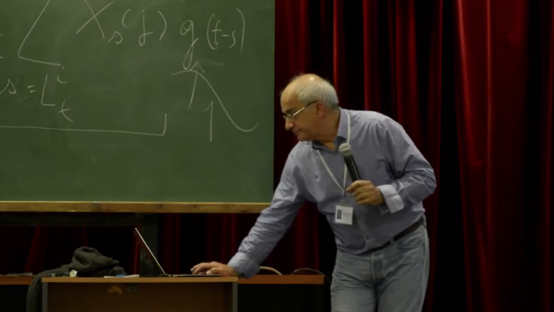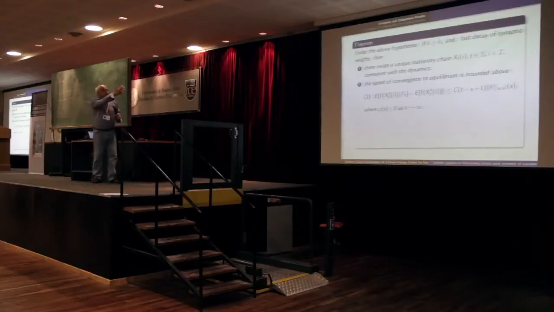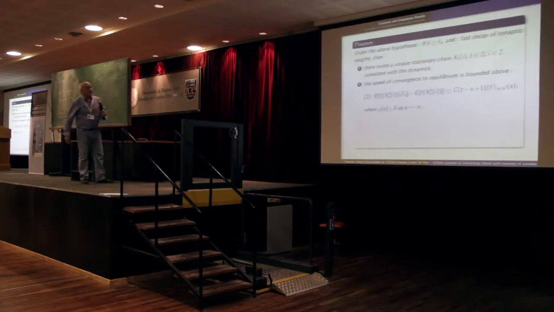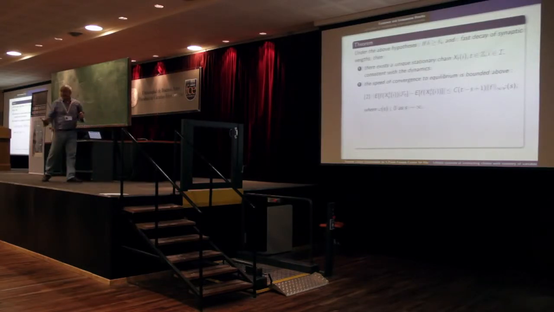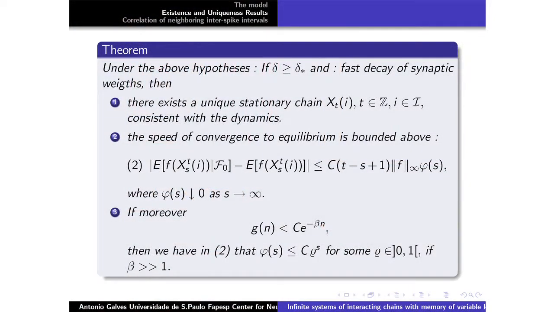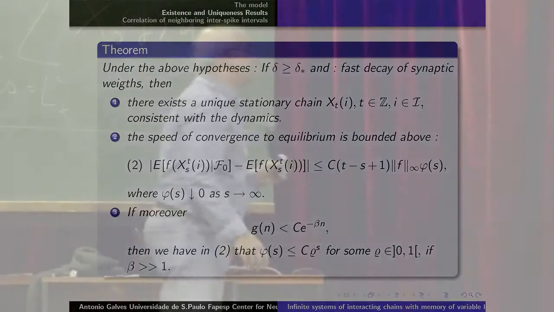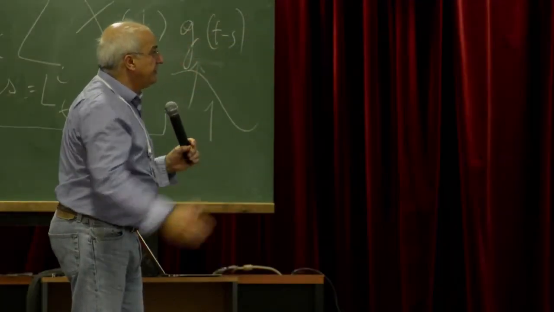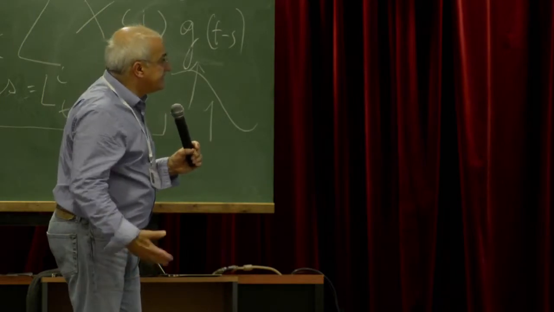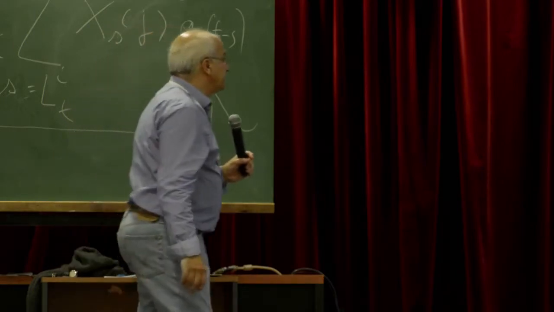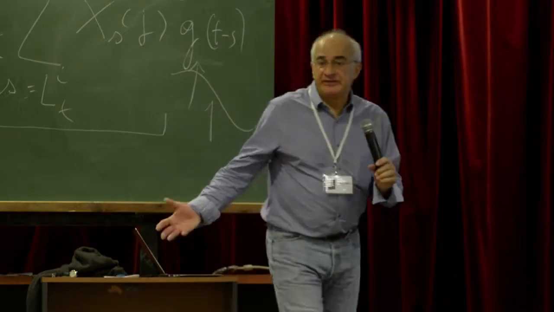So the theorem: under the conditions, with delta big enough, we have a unique chain. You have the speed of convergence, and if you have something about J, the first one is for J equal 1, maybe. You can get it. So these are uniqueness conditions. And the proof is based on a perfect simulation construction.